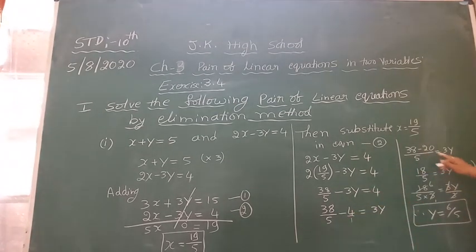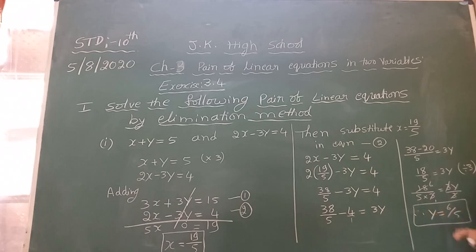So by taking LCM, I have to subtract the values. 38 minus 20, it becomes 18 by 5 is equal to 3y. But I don't want only that, I want the value of y. So I don't want 3y, which means I can divide by 3 on both sides. So I have divided now. If I divide 18 by 5 by 3, and 3y by 3, the 3 will get cancelled. The y value I got is 6 by 5.